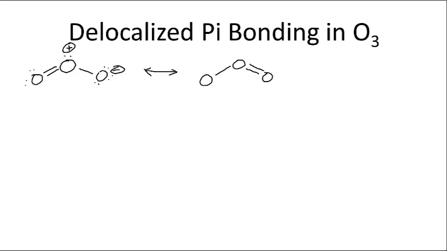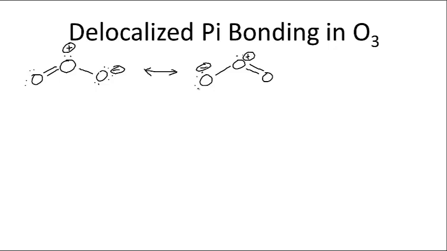Okay, hopefully you drew something like this. You could always refer back in your notes. But my Lewis structure for O3 would look like this, and I have an alternate resonance structure where it appears that this lone pair became a pi bond and this pi bond became a lone pair.